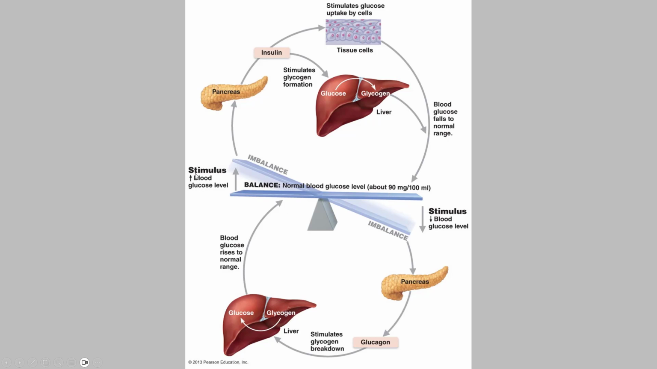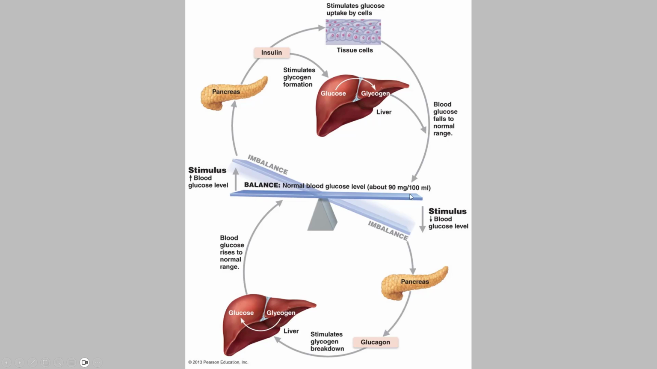So stimulus over here, what happens if blood glucose gets a little bit too high, above about 90 or so? Well, the pancreas, specifically the beta cells, they're going to release insulin. And that insulin is going to, one, stimulate the cells to take glucose in. It's also going to stimulate the liver to make glycogen. When both of these things are happening, glucose levels in the blood are going to start to drop back to normal levels. So if it gets too high, insulin brings it back to normal.